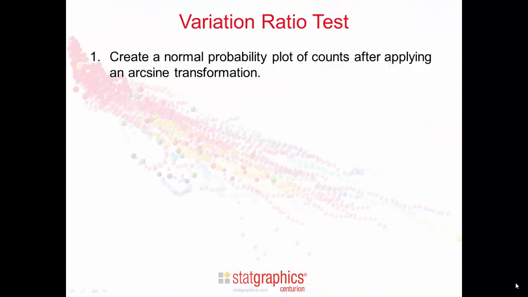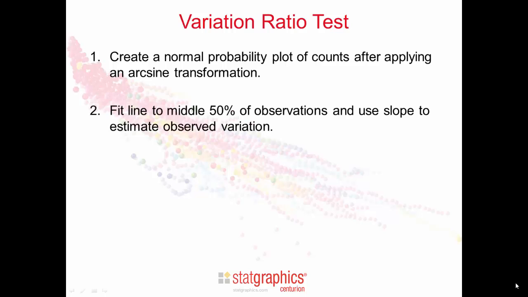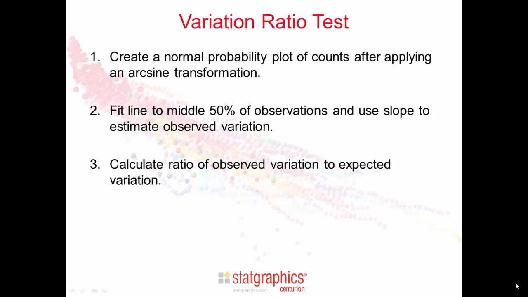The diagnostic plot calculates something called a variation ratio test. It starts by applying an arc-sine transformation and then plotting the transformed counts on a normal probability plot. It takes the middle 50% of the observations on that plot and fits a least squares regression line. The slope of the regression line is used to estimate the observed variation in the data. It then calculates a ratio comparing the observed variation to the expected variation.